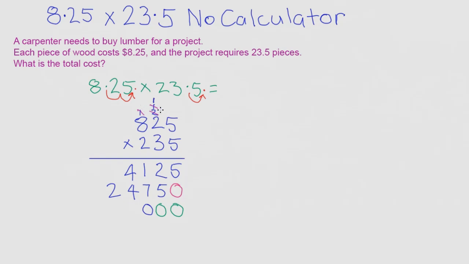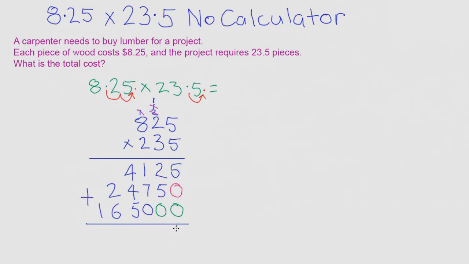Notice how crucial it was to cross out the last one that I carried, because you might accidentally count that when it's already been counted. So 2 times 5 is 10. I carry the 1. 2 times 2 is 4, plus 1 is 5. 2 times 8 is 16. And then you just add these together.